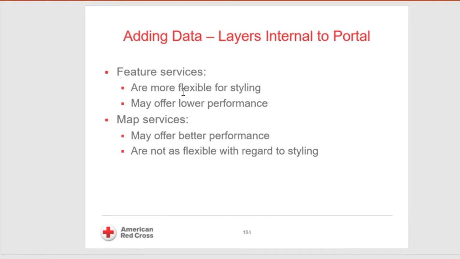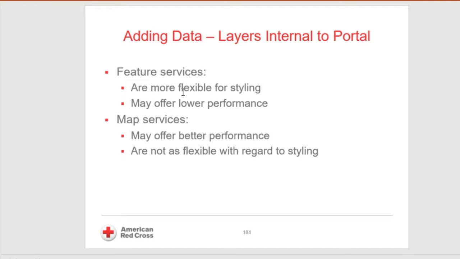So feature service layers, which was what that West Virginia layer was, they're more flexible. I can do custom styling with those. They're a little bit slower with performance. So if I have a lot of feature service layers on the map, it may run slower, but we can do a lot of powerful styling, which we'll look at towards the end of the lessons.